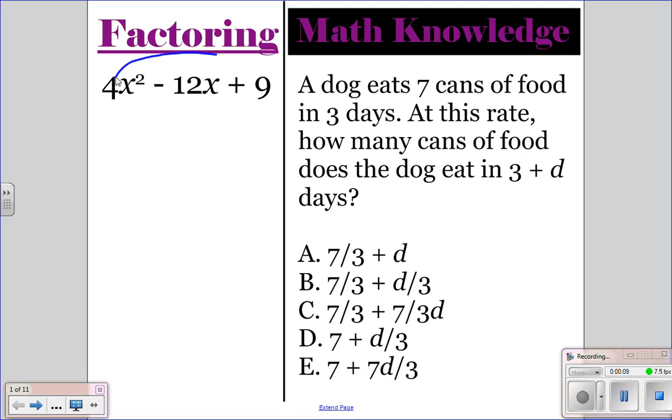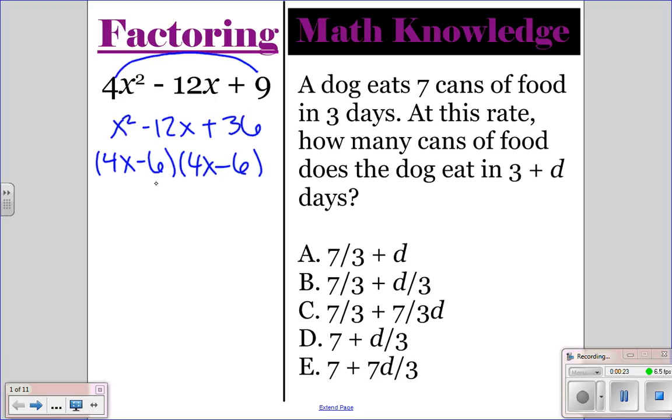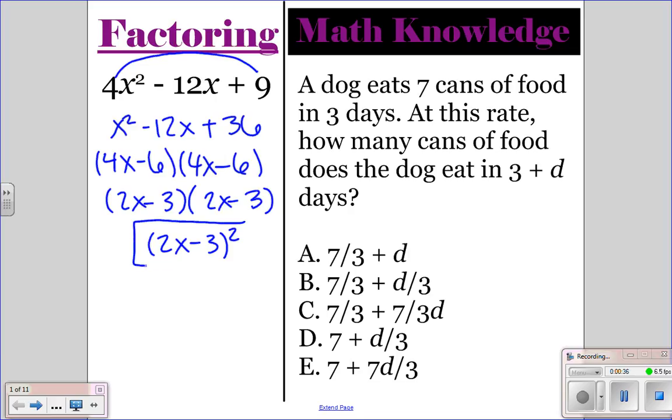So for this one, we're gonna remove the 4 by multiplying it by the 9, and we'll have x squared minus 12x plus 36, and then you're gonna replace it. So you're gonna have 4x minus 6 times 4x minus 6. These will divide by 2, so you'll have 2x minus 3, and then you'll have 2x minus 3 again. So you'll write your answer as 2x minus 3 squared. And that would be your answer for the factoring.